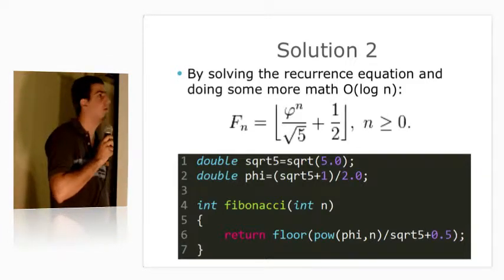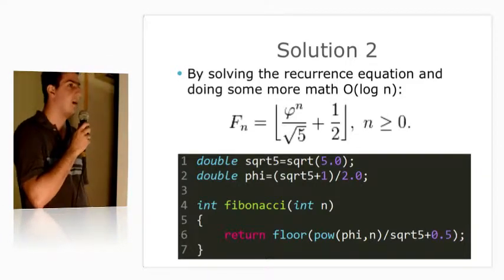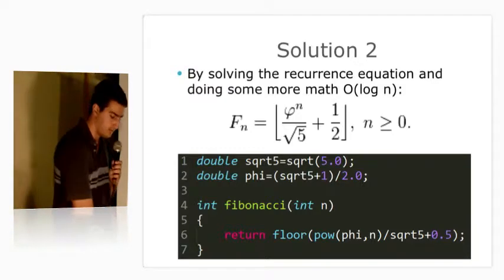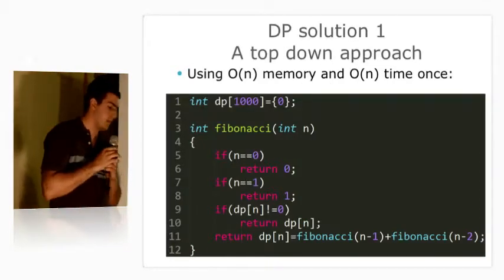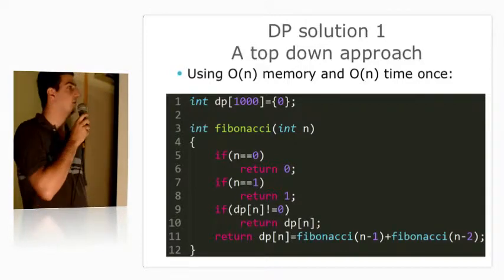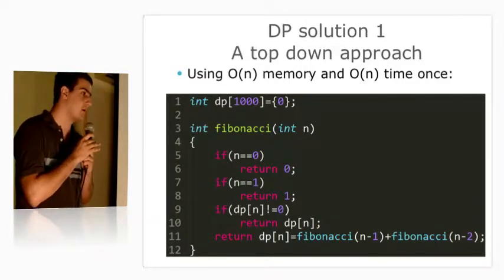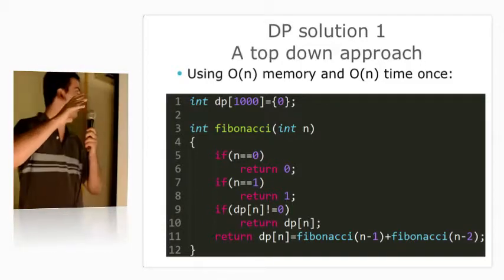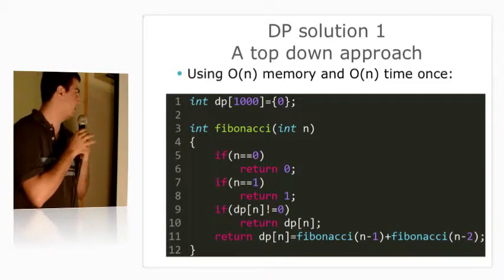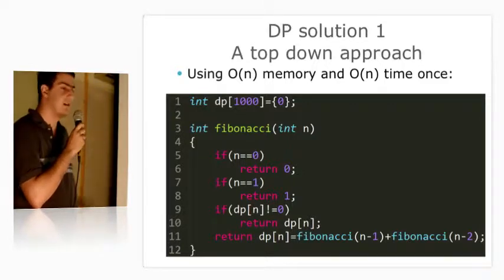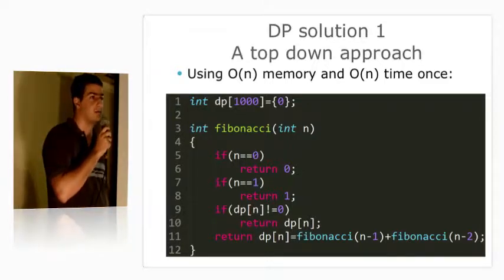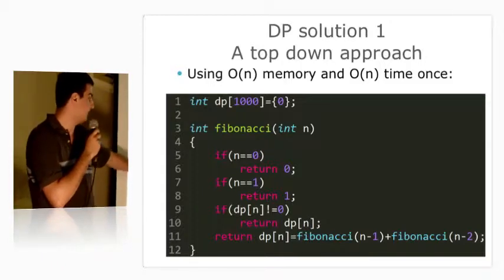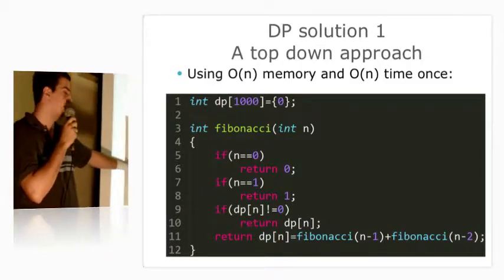Now I'm going to talk to you about the DP solution of computing the Fibonacci number. First of all, I'm going to introduce the top-down approach, which starts by solving the big problem and then chunks it into the smaller ones. Notice it's very similar to the exponential solution. The first 3 lines are similar.